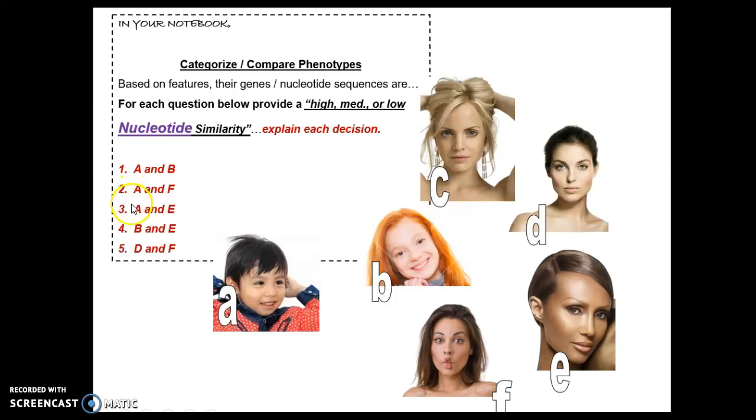Now you just continue comparing different individuals here and determining whether or not, again, you think they have high, medium, or low nucleotide similarity. All right, let's move on.